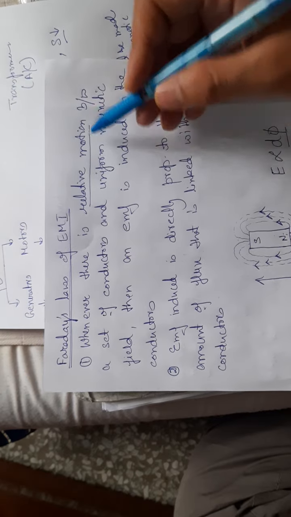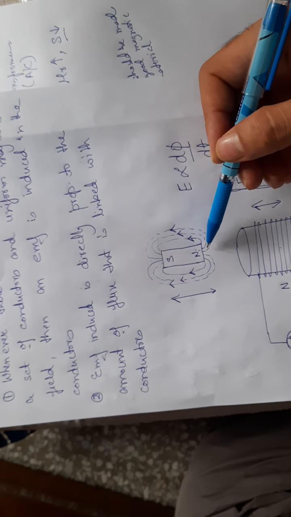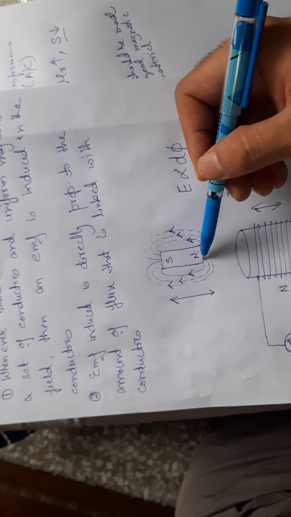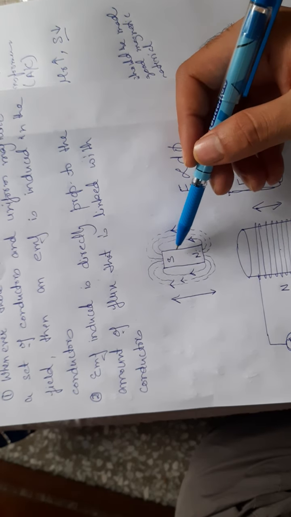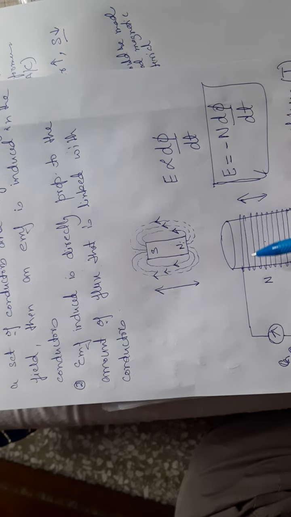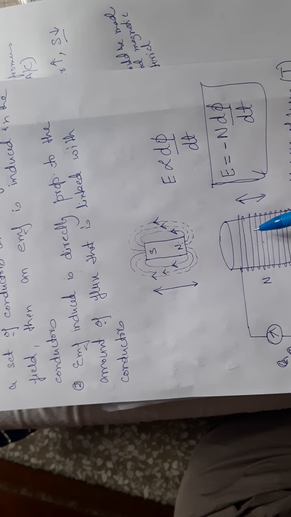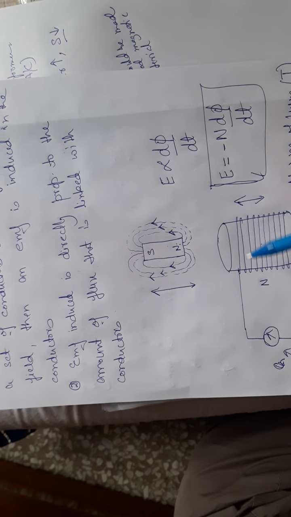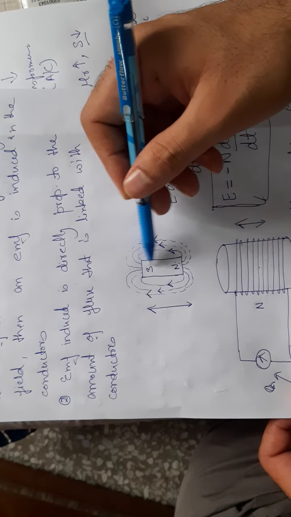We want the relative motion so that the flux that is produced by this magnetic field should pass through the coil, or through this set of conductors. And it should not only pass the flux, it should be a changing flux, meaning the flux should not be constant but should change. So that's why we were moving this iron bar.